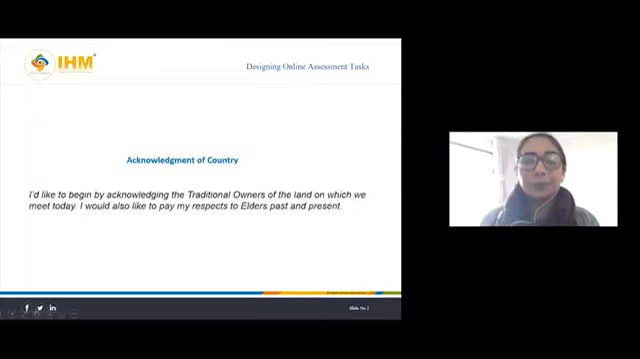Before we proceed on to that, I would like to acknowledge the country. I would begin by acknowledging the traditional owners of the land on which we are meeting today. I would also like to pay my respects to elders past and present. I also pay respects to the countries where you come from.